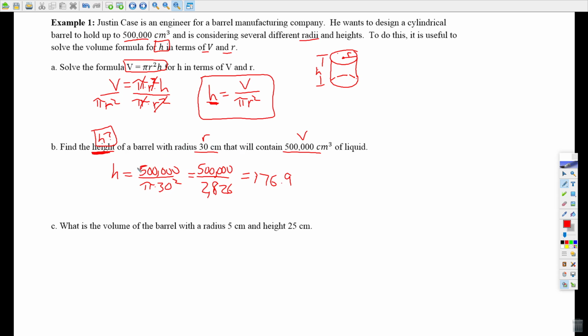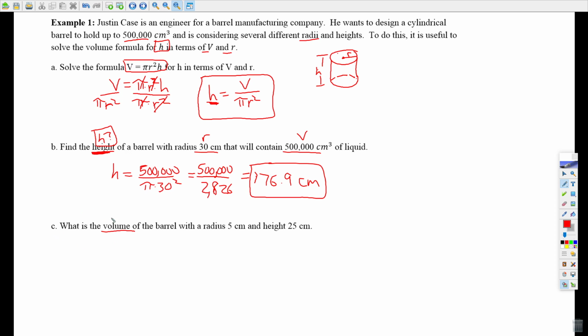And what is this in? What's the height? It says up here somewhere, right? Probably centimeters, since it's centimeters cubed here. So centimeters. So that's how high it would have to be. Almost 177 centimeters. So in this particular case, it was best to use this formula we created up here because we're trying to find height. And that's the variable. It's all by itself.